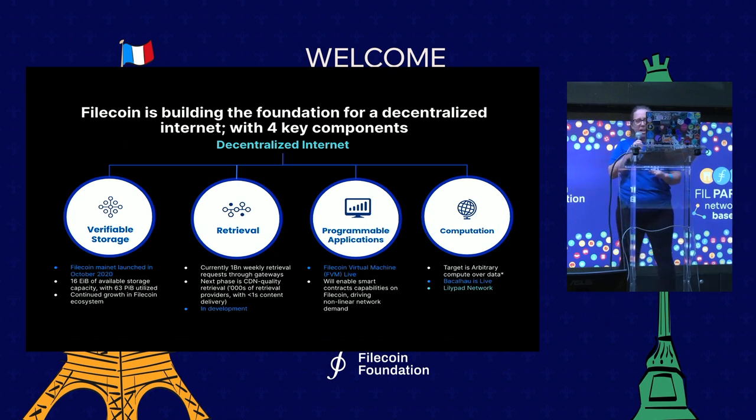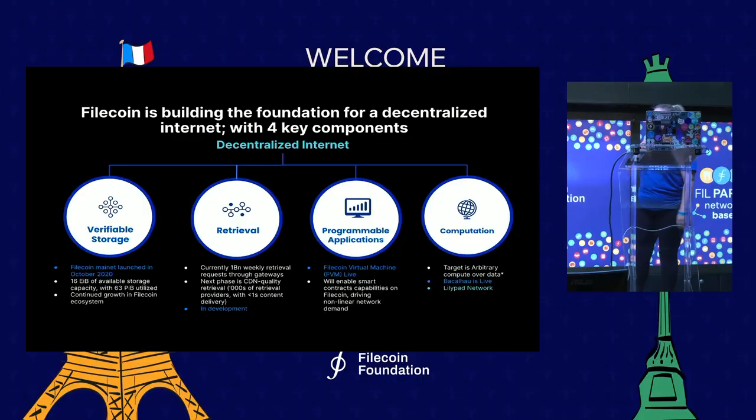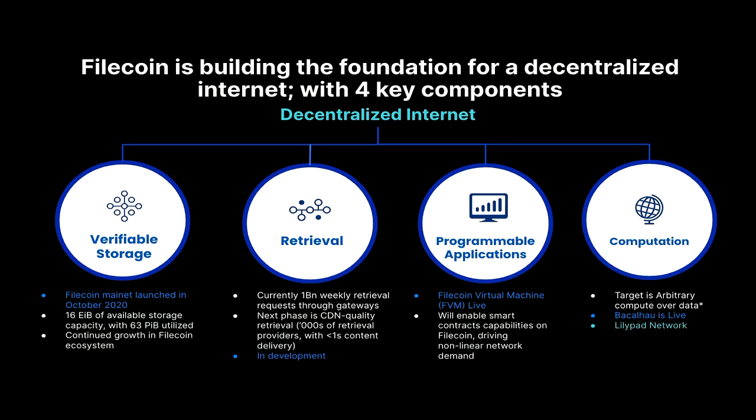We've then layered on powerful programmability with the FVM, which you heard about earlier. The Filecoin Saturn and retrieval market is also really well underway to allow for faster movement of data across the globe and even planets in the future, who knows. And the fourth pillar of this decentralized internet is really computation. To me, this is where data becomes truly useful. After all, an LLM is nothing without the ability to compute over and train on data sets, and this is one thing that we're hoping to achieve.